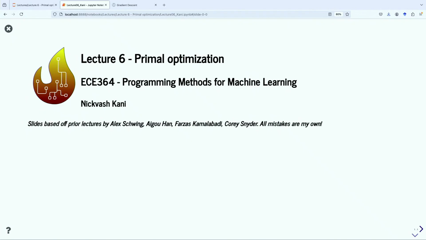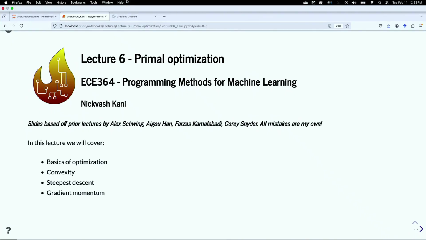Today is the 7th lecture in 364, and we're going to be talking about optimization, primal optimization, and all sorts of gradient descent nuances that we got introduced to last time, but didn't really formally define. So we're going to basically talk about gradient descent today, and then that's before we'll jump into linear models, linear regression, logistic regression, that sort of thing. Okay, makes sense?